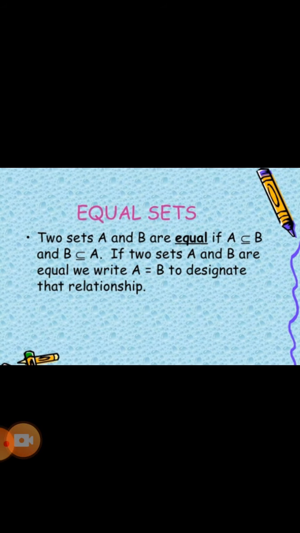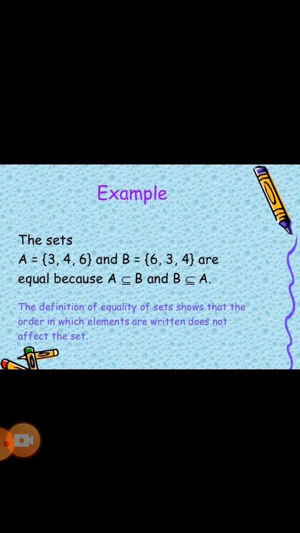Two sets A and B are equal if A is a subset of B and B is a subset of A. It means all the elements of A are included in B and all the elements of B are also included in A, and then we can say that A is equal to B. This represents equal set. Here we have some examples of equal set.